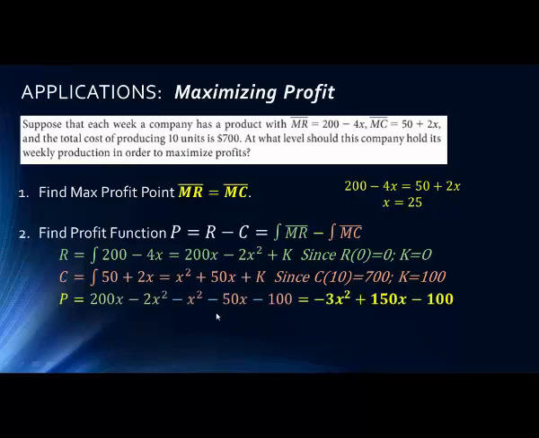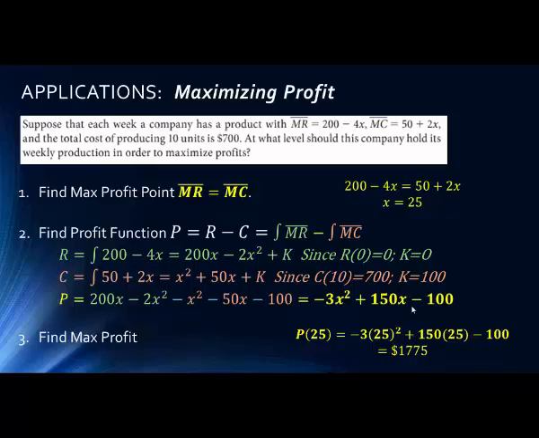Okay, so our profit again is our revenue, you can see it in green, minus our cost where we've distributed the negative to each of these pieces. When we simplify that, we get negative 3x squared plus 150x minus 100. Now to find the max profit, we plug in 25 into this equation for x, right? Plugging in 25, we get the answer 1775. So our max profit is $1,775 when we sell 25 units.